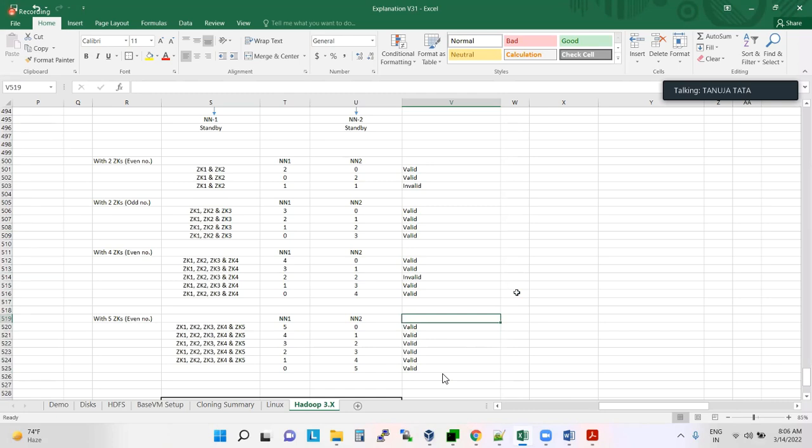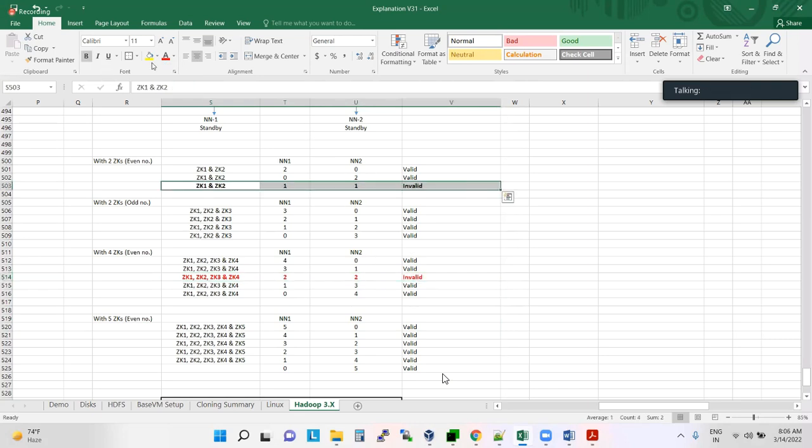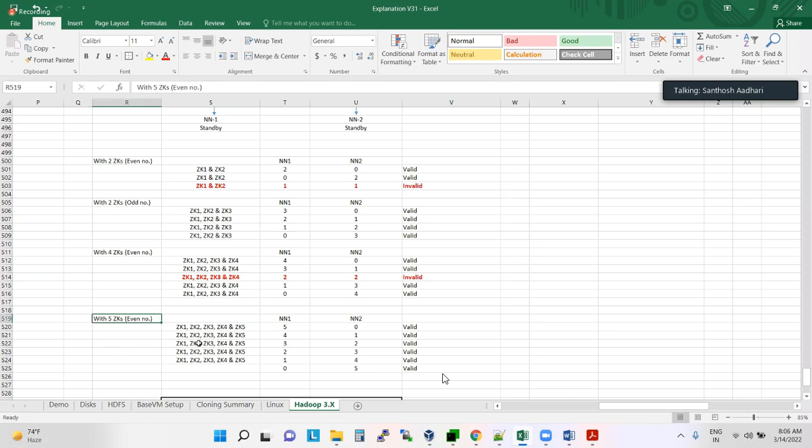Now you see all are valid scenarios, right? Yes, sir. Okay. Sir, with 5 zookeepers, it is an odd number. Odd number, yeah. You have written even. Okay. So now, wherever you have an even number of zookeepers, we are encountering a tie scenario, which is an invalid scenario. Correct or not?